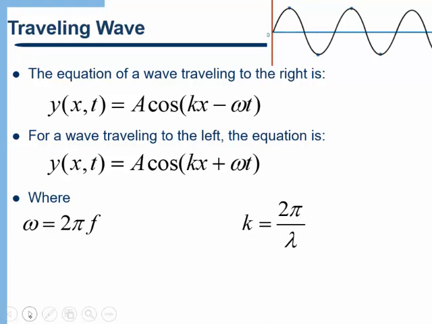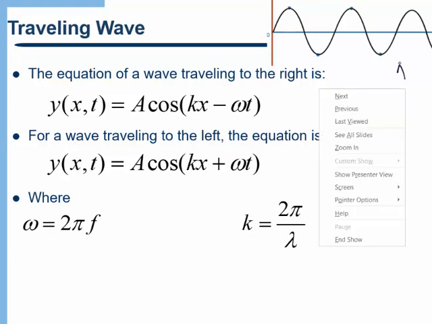We actually have two different ones, depending on whether the wave is traveling to the right or to the left. You'll notice the only thing that differentiates these two is whether it's a minus sign or a plus sign in the formula. The first thing we want to understand is, what do these equations actually allow you to calculate?